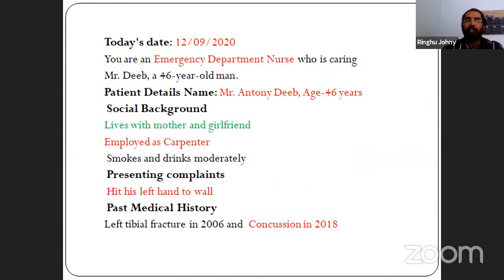Then next comes the social history. So when the social history is mentioned, wherever it is mentioned, I'll mark on top there as 3. So lives with mother and girlfriend, employed as carpenter, smokes, drinks moderately. So I'll mark on top of each line as 3. And in this letter for me the relevancy is the employed and the lives with mother and girlfriend. So I'll write 3 on top of these two areas.